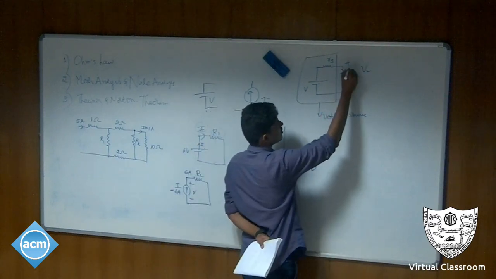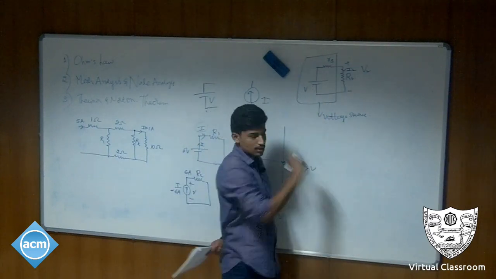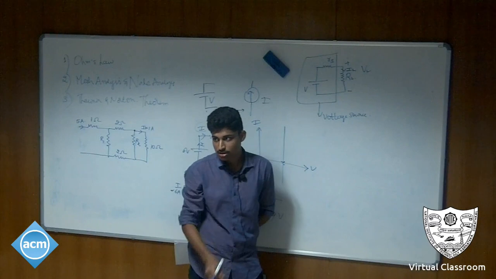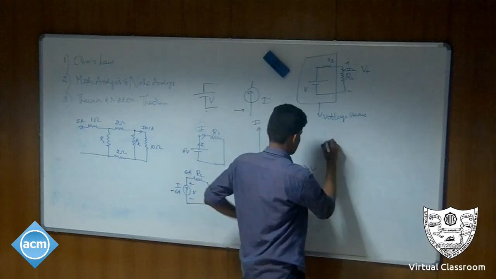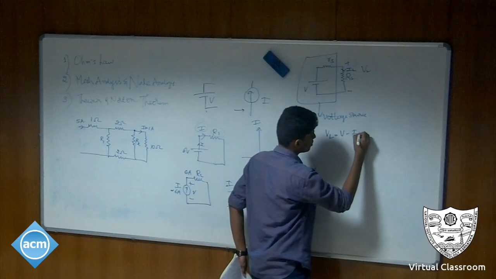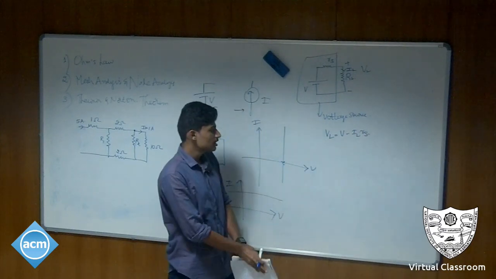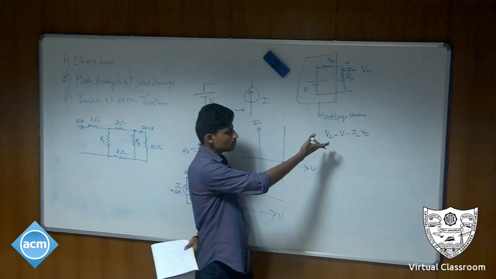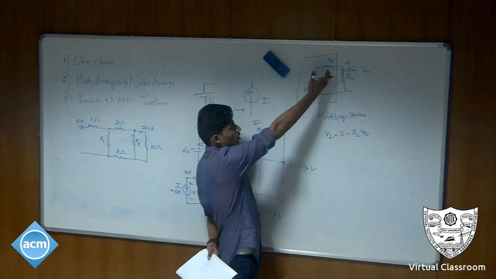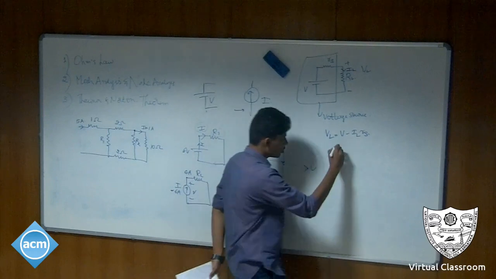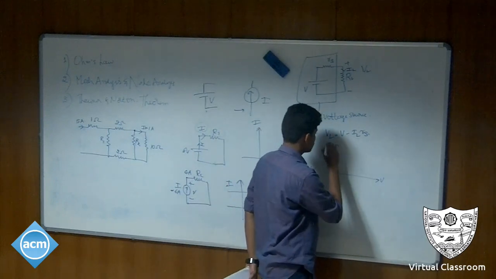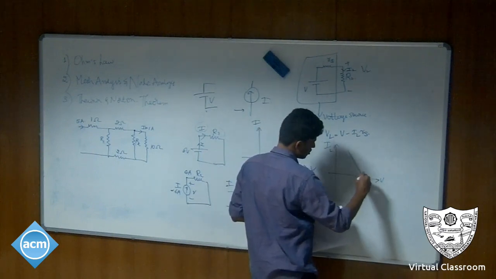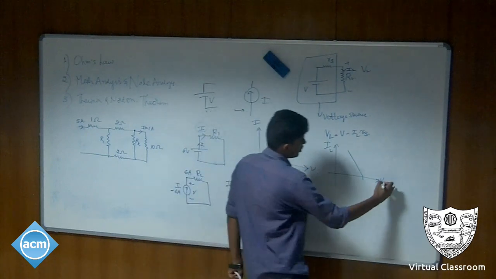Let's say the current is IL. Since you don't know that RS exists, it's modeled in terms of VL, IL and RS. So VL is equal to V minus IL times RS. As you can see, now there's a deviation from the ideal case we plotted here. As soon as the current starts increasing, the voltage drop across RS increases and the voltage across the load decreases. So if you were to plot it, it would look something like that.